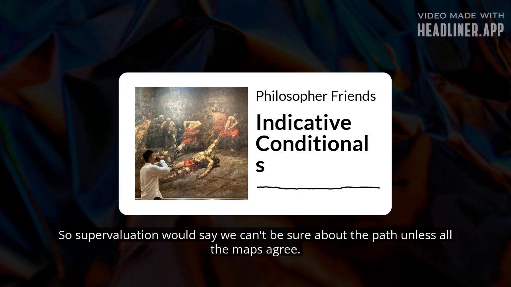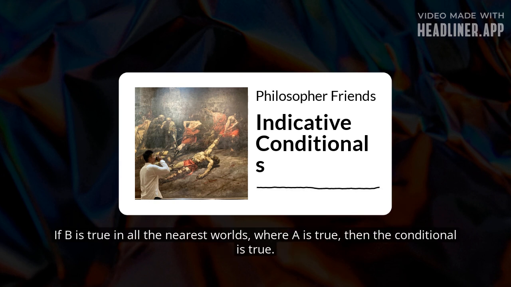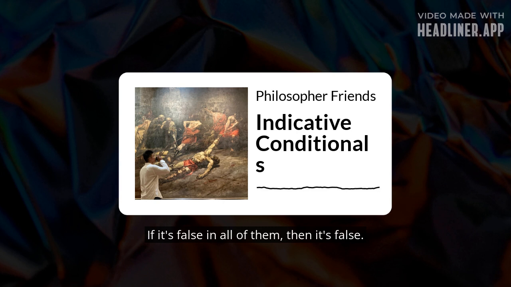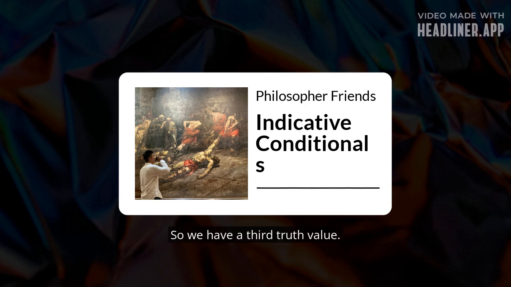So supervaluation would say we can't be sure about the path unless all the maps agree. Similarly, if B is true in all the nearest worlds where A is true, then the conditional is true. If it's false in all of them, then it's false. But if there's disagreement, then the conditional is indeterminate. So we have a third truth value. We do. Indeterminate. It's a way of dealing with those cases.